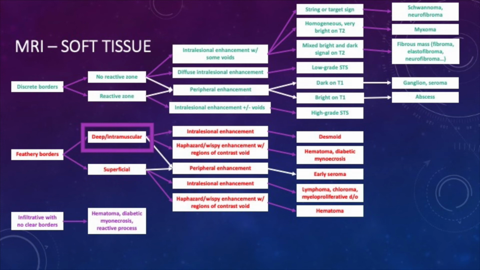So now that we've defined this as a feathery infiltrative border with a deep intramuscular component, we need to know a little bit about that enhancement. Do we have intralesional enhancement? Do we have a haphazard or wispy enhancement with regions of contrast void, very similar to what we just saw with that myxoma? Or do we have a pure peripheral enhancement with no intralesional enhancement?